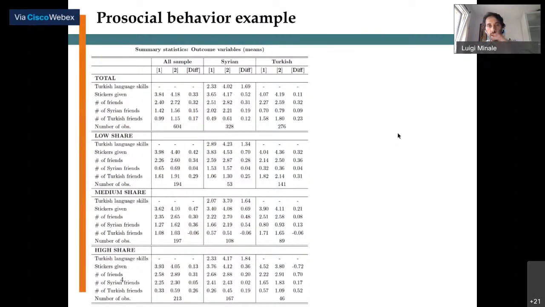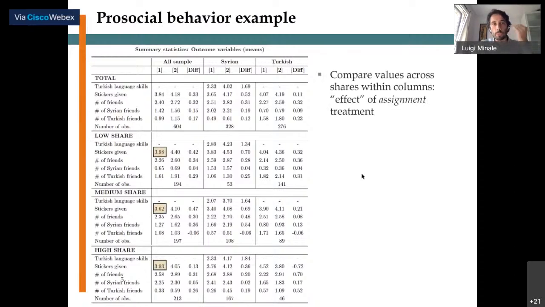Now, just to exemplify what I'm saying, I just take the descriptive statistics. I'm sorry, the people in the audience are seeing this descriptive for the first time, but in the first column, you have basically the results from the first survey, then the second survey, and then the difference. And then what I meant to show is that if you compare, for example, the stickers, so if you compare within the same column, you're going to have the effect of the assignment treatment.